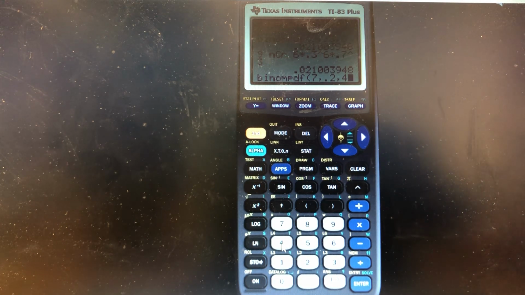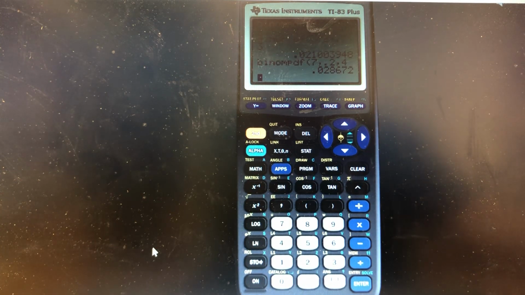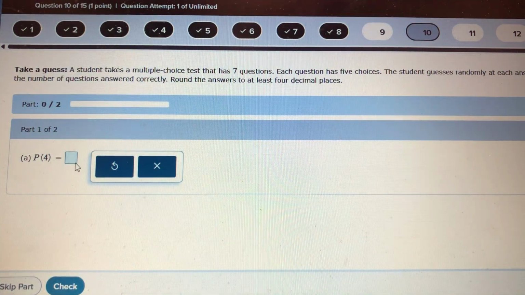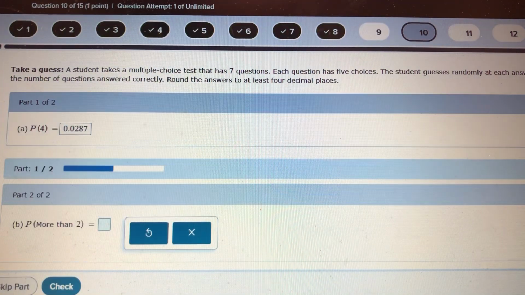So yours says trials, put a 7, down arrow, P, put a 0.2, down arrow, and then X with a 4. And then you down arrow and hit paste. That's why I call them pasters. Press enter on paste, and it'll put the commas in there for you. Then you press enter and get the answer: 0.0286, unless they want me to round up to 0.0287, 4 decimals. Okay, so that's how you do just one case.